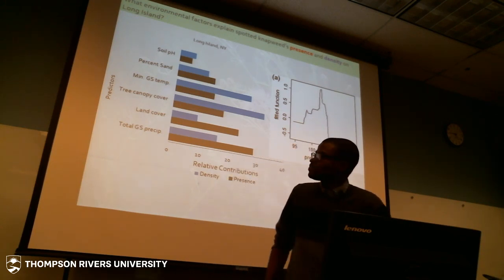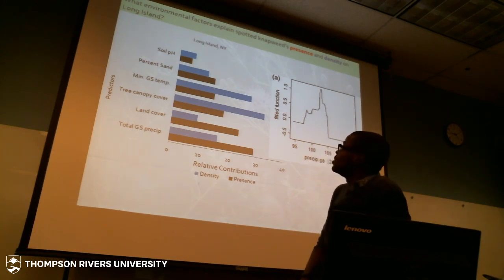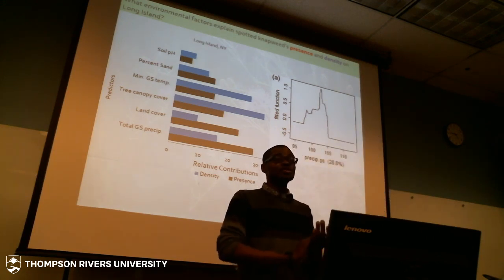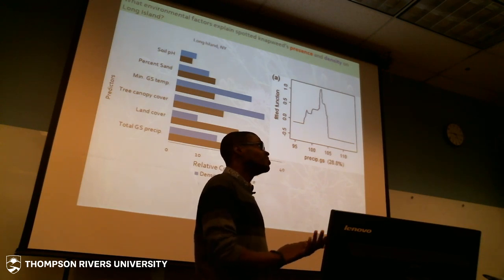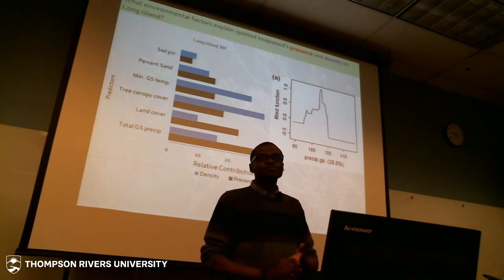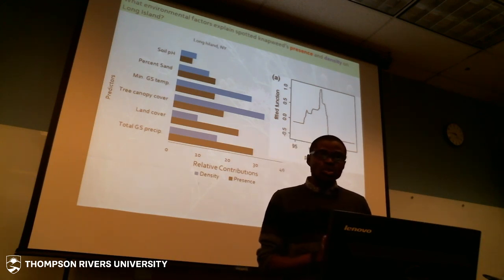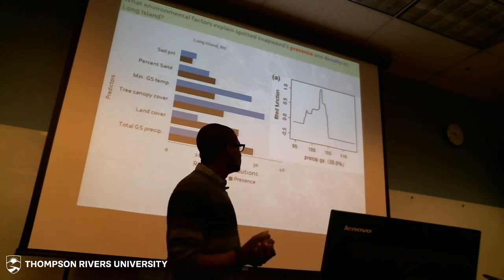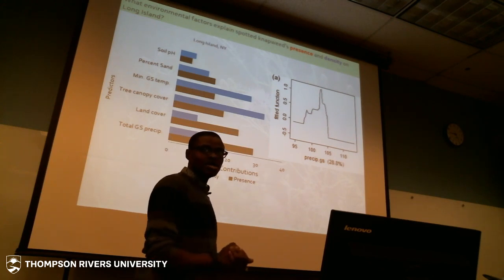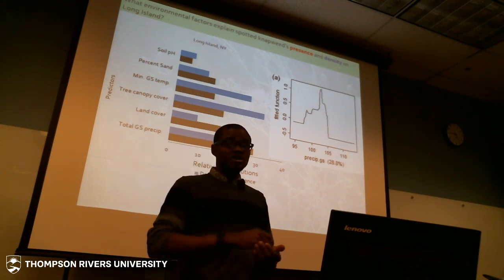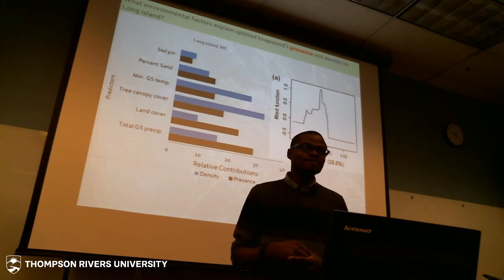And the minimum temperature? It's minimum temperature during the growing season, which for me was from April to October. And did your data have a wide range of that? Yes, the range was pretty wide, enough to see that peak.